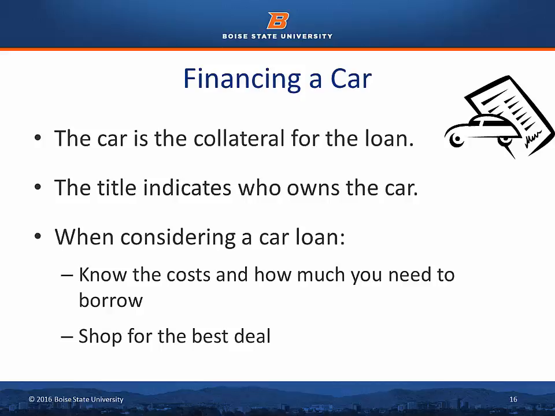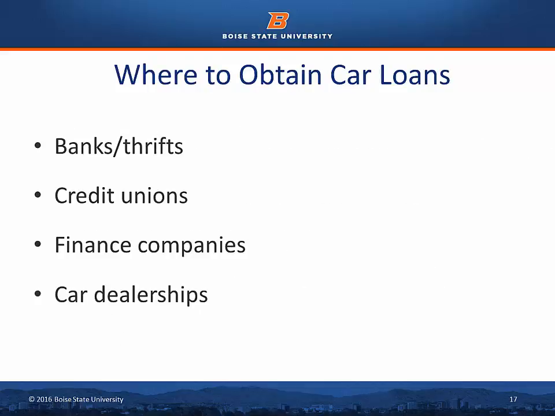What's one of the main factors you should consider when comparing loans for the best buy? The APR, the annual percentage rate. This will determine how much you will pay in interest over the life of the car loan. So where can you get car loans? You can obtain a car loan from banks, credit unions, finance companies, and car dealerships.